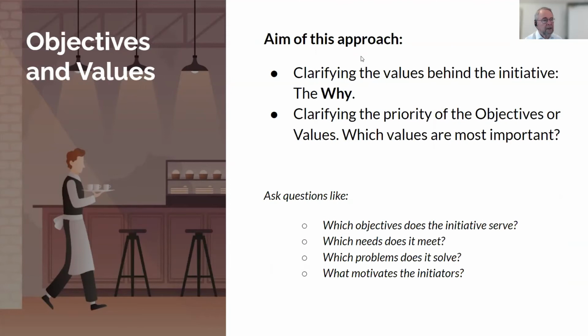And this is starting with the objectives and values approach. It's also called impact mapping. What we try to do is finding out why it is we want to do this. So we use a little time to define what it is we really want to achieve.